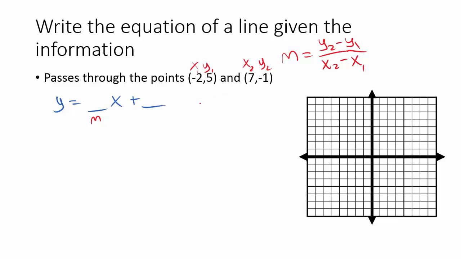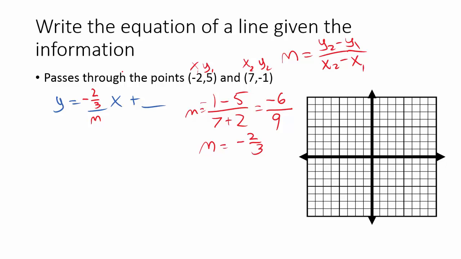So y2 would be -1 minus 5 over, okay, we'll do 7. And since that's minus a negative 2, I'm just going to change that to a plus 2 right now. That should equal, now negative 1 minus 5, that's negative 6. 7 plus 2 is 9. So we're going to have to reduce this a little bit. That will give me a slope of negative 2/3. Now that I've found this, I can plug that in. So now we're almost there.